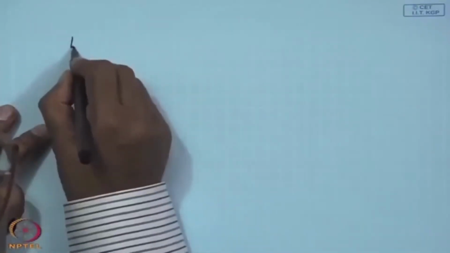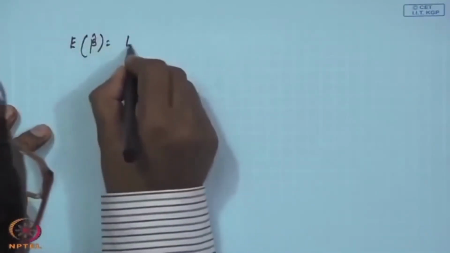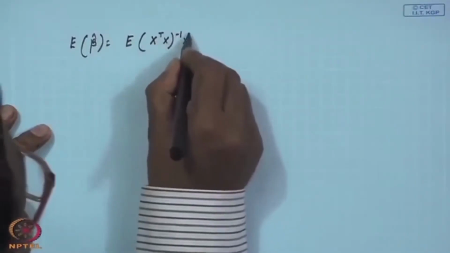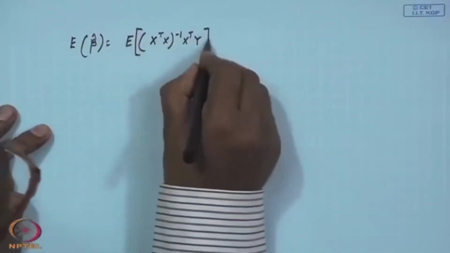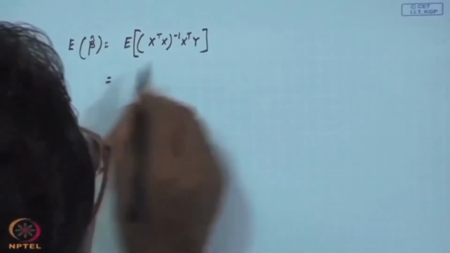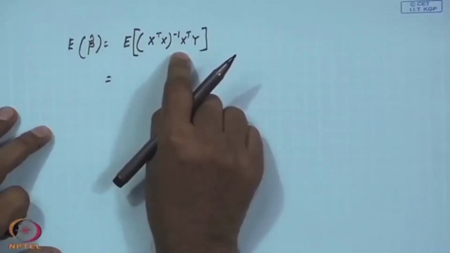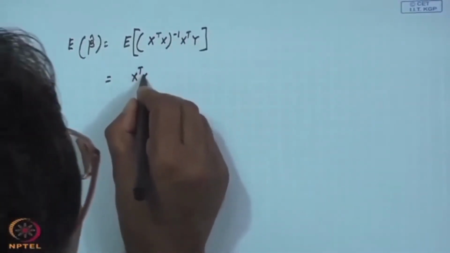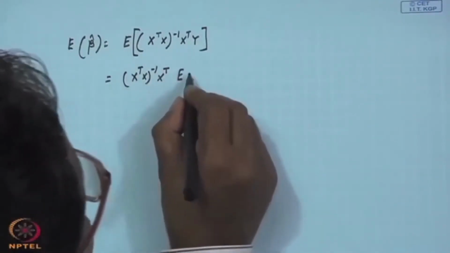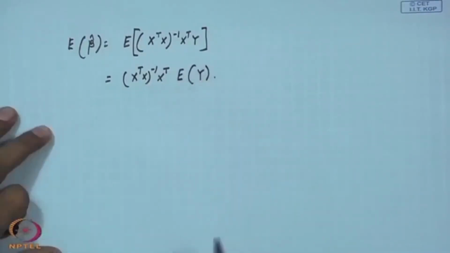Now let us see what is the expected value of beta cap. Expected value of beta cap, we can write as expected value of x transpose x inverse x transpose y, because the beta cap formula is this. So x is fixed here. So we can take x transpose x inverse x transpose out of the expectation. It will be expected value of y.